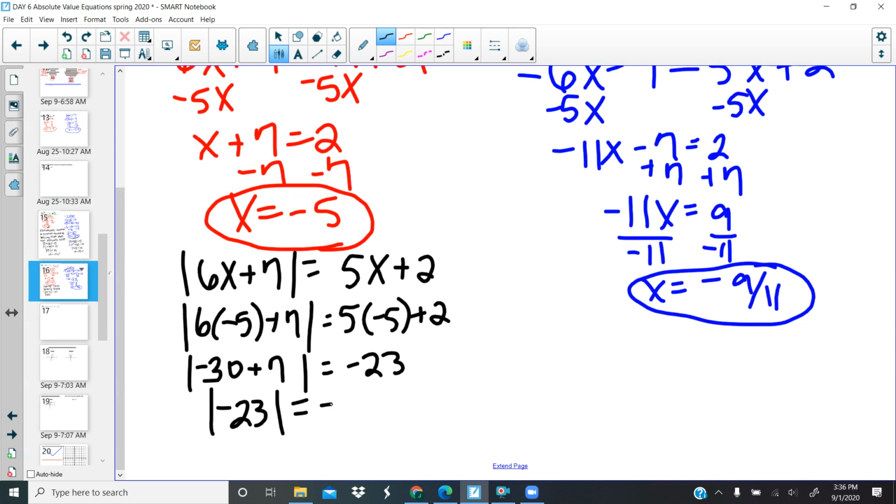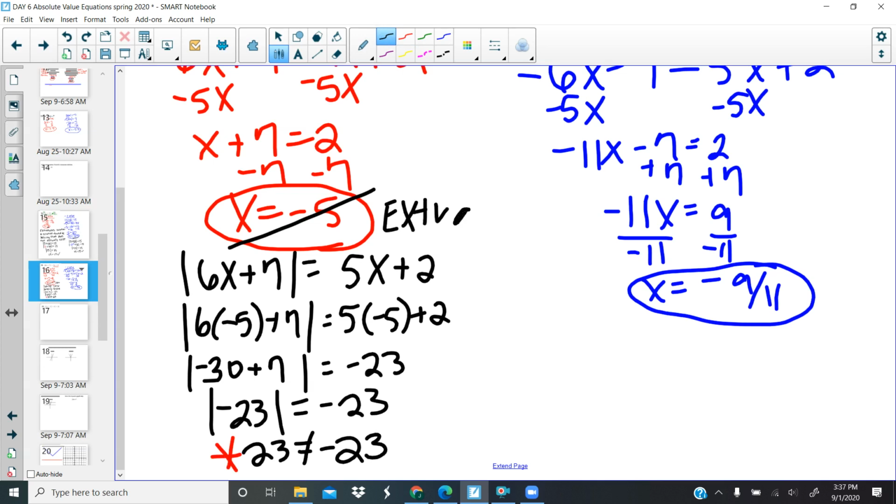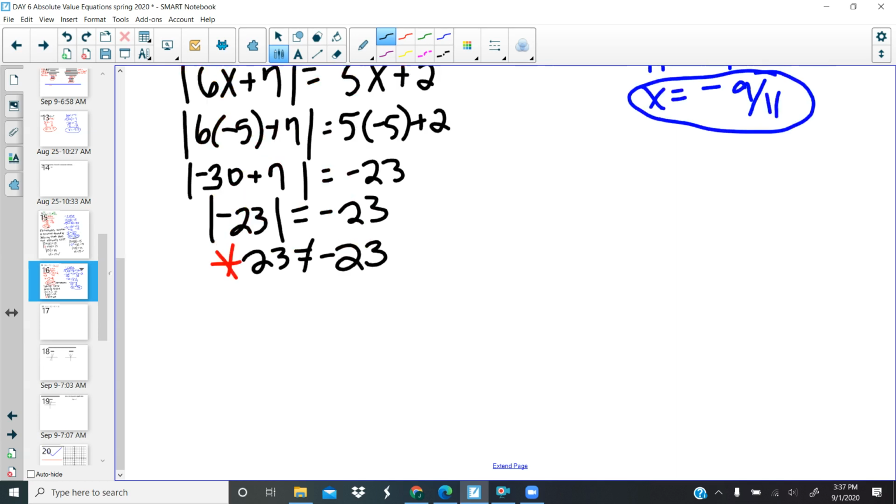But that's going to be inside the absolute value. So when you take the absolute value of negative 23, you're going to get positive 23. And then positive 23 does not equal negative 23. So this right here is going to make this answer extraneous. So that means it's not an actual solution. So then we have to do the same thing with negative 9/11, which is going to be a little bit longer because of that fraction, but that's okay.